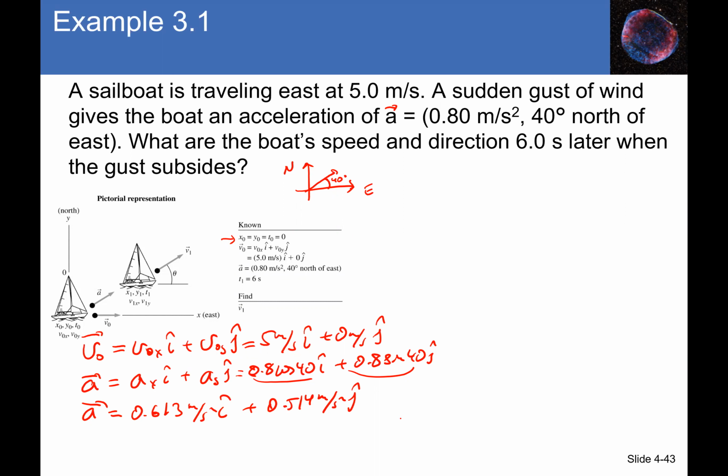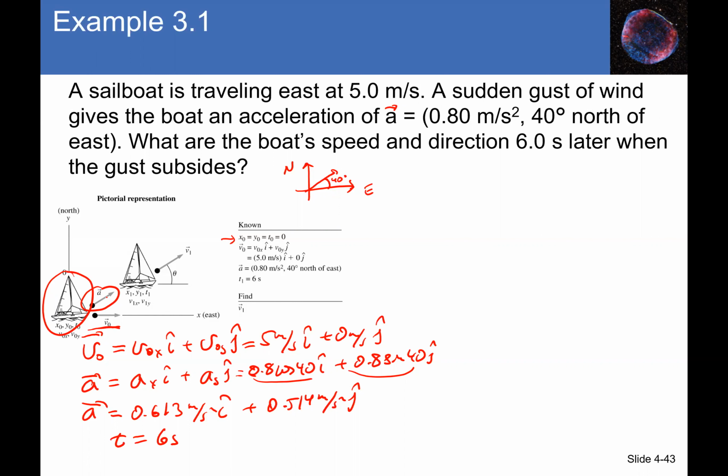All right, so what else do we have? Well, we also have the final time, which is 6 seconds. Now, here's what we have. You can think of it like this. Here's the sailboat, moving with horizontal initial velocity, but then there is a wind, and the wind gives it an acceleration like that.